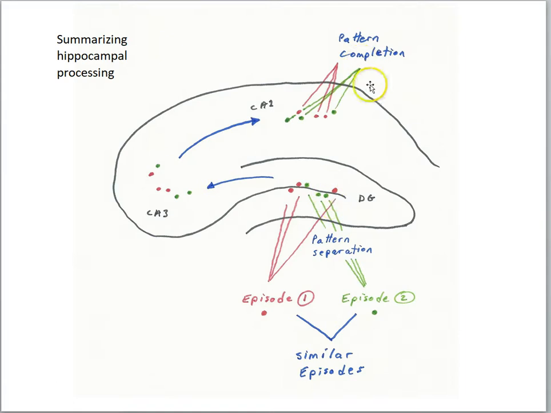The pattern completion idea is that if only one cue from a past event is present, it can reactivate the entire memory trace in the hippocampus. And again, then the hippocampus is going to be in communication with the cortex to help reactivate cortical cells that were involved in the memory.